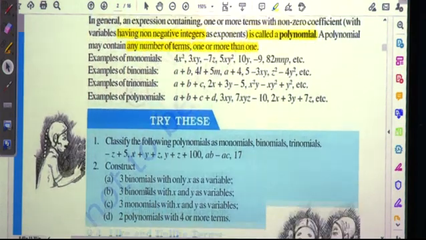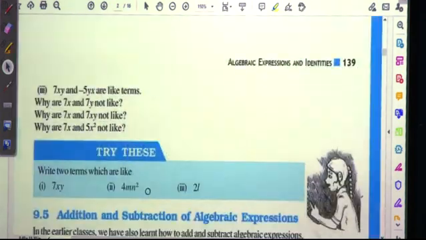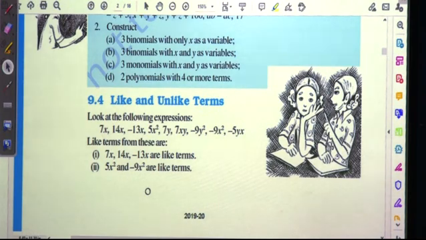Okay. Proceeding further, let us see the next concept, like and unlike terms. Look at the following expressions: 7x, 14x, minus 13x, 5x square, 7y, 7xy, minus 9y square, minus 9x square, minus 5yx. We can understand that all these are monomials.